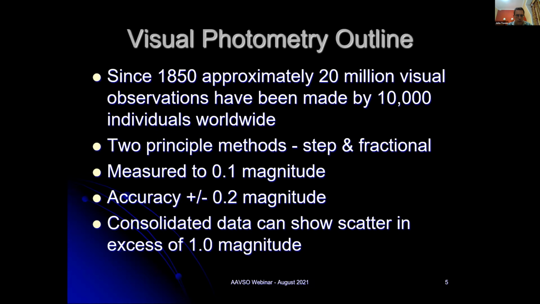There are two means of undertaking the photometry, step and fractional. I'll describe that in a minute. It's measured to 0.1 of a magnitude. The accuracy is typically plus or minus 0.2 of a magnitude, which is similar to photographic. Consolidated data, however, which we group in the databases of the associations, has a scatter in excess of 1 magnitude. So that can be considered a drawback, but there are ways around it, which I will explain.